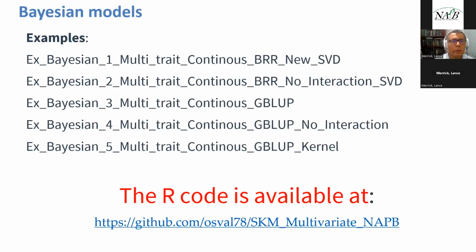I will start now with some examples. As I mentioned before, the R code is available at this link. In this link are 5 examples for implementing Bayesian models for multi-trait prediction. I will start with the first example. For that reason, I will move to the R code. If you cannot see my R code, let me know, please.